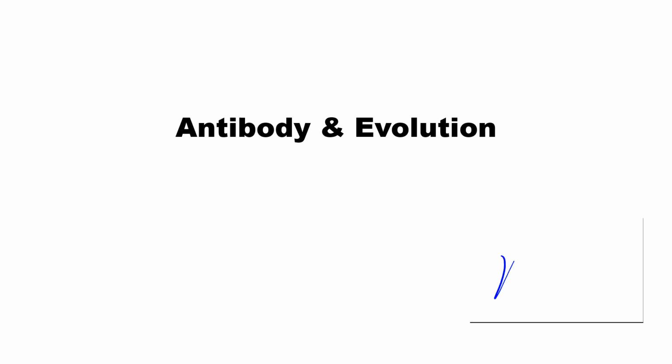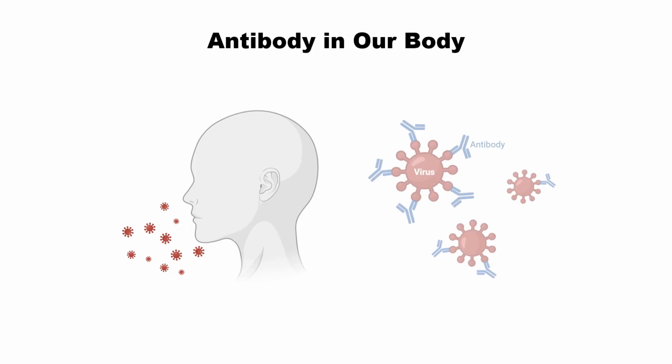Antibody and evolution. Antibody in our body is a part of the immune system. When we have invading outside material, so-called antigen, we generate the antibody which can bind to the antigen and neutralize those foreign materials.